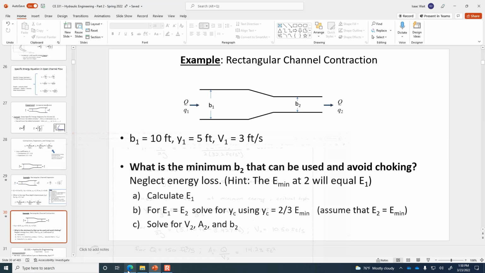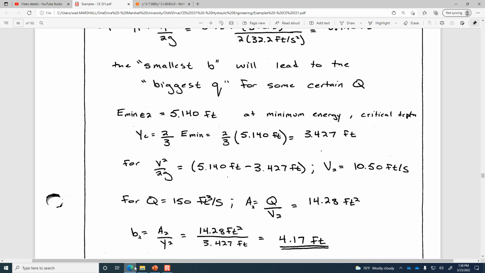Initially, remember, it was at a width of 5. We can neck it down to 4.17 feet, but if it gets narrower than that, it would cause pooling upstream because there wouldn't be enough energy to push it through the channel.